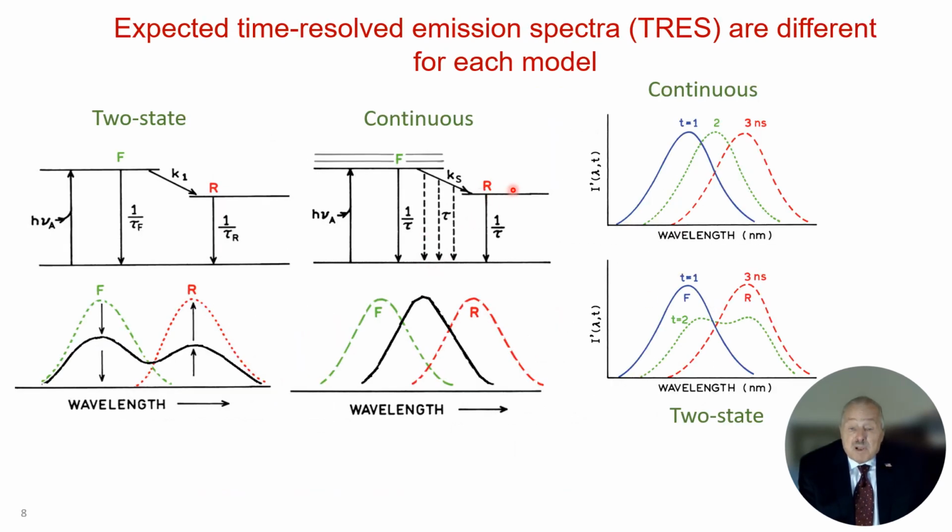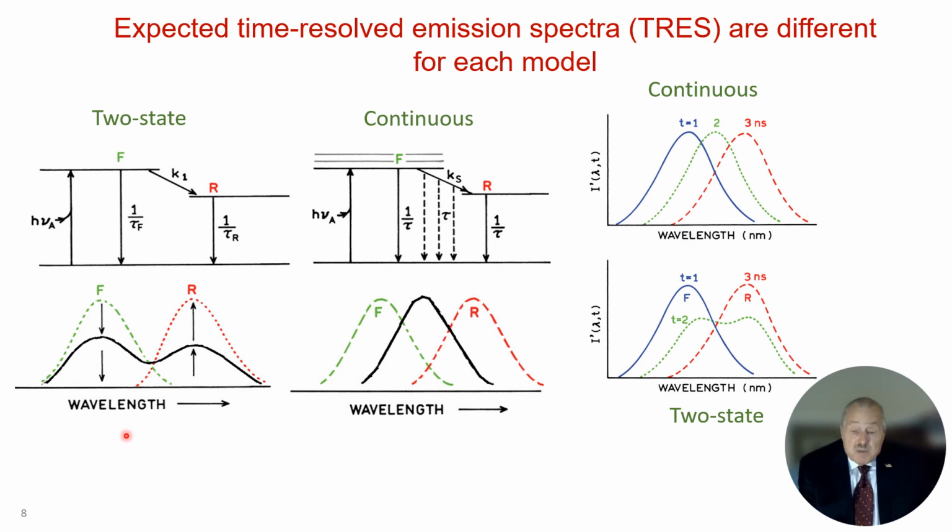What do we expect for the time-resolved emission spectra? I thought it might be useful to make a prediction ahead of time of what we might expect. So if it's a continuous relaxation, and we could collect the emission spectra at 1, 2, and 3 nanoseconds, which we're not able to do, we have to reconstruct these, as you'll see later. We expect to see the same emission spectra, just shifting along the wavelength axis.